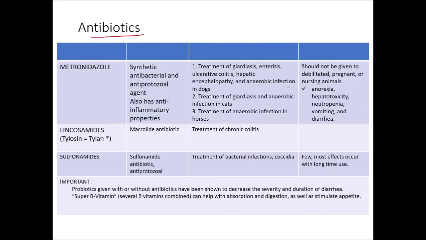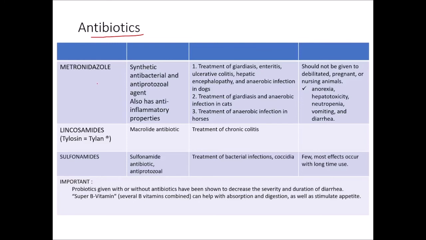Lincosamides, this is Tylan or tylosin. This is a macrolide antibiotic, and we use it for the treatment of chronic colitis, so chronic straining. Sulfonamides, they're sulfa antibiotics. It's also antiprotozoal. We'll treat it for bacterial infections and coccidia. We don't see a lot of side effects, but usually if we do, it's after long-term use.